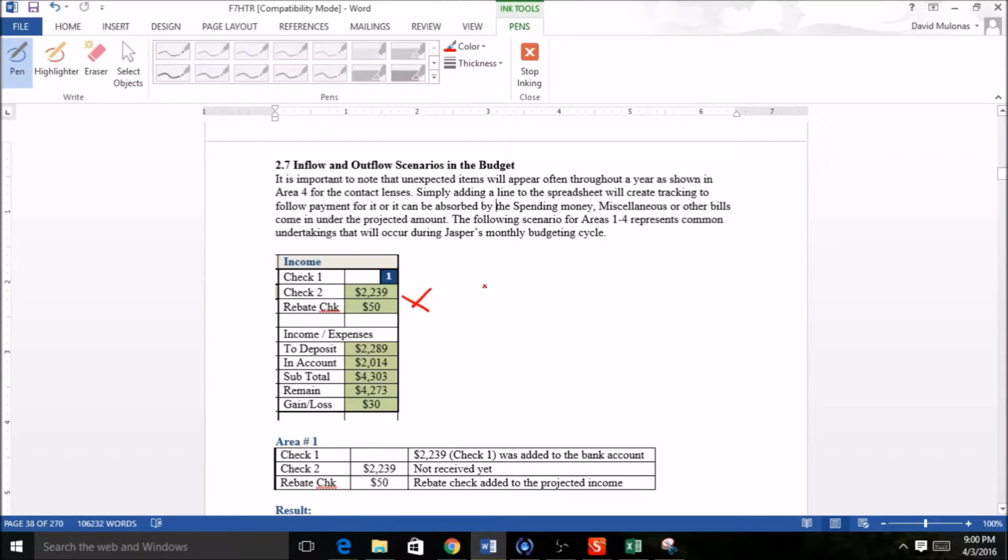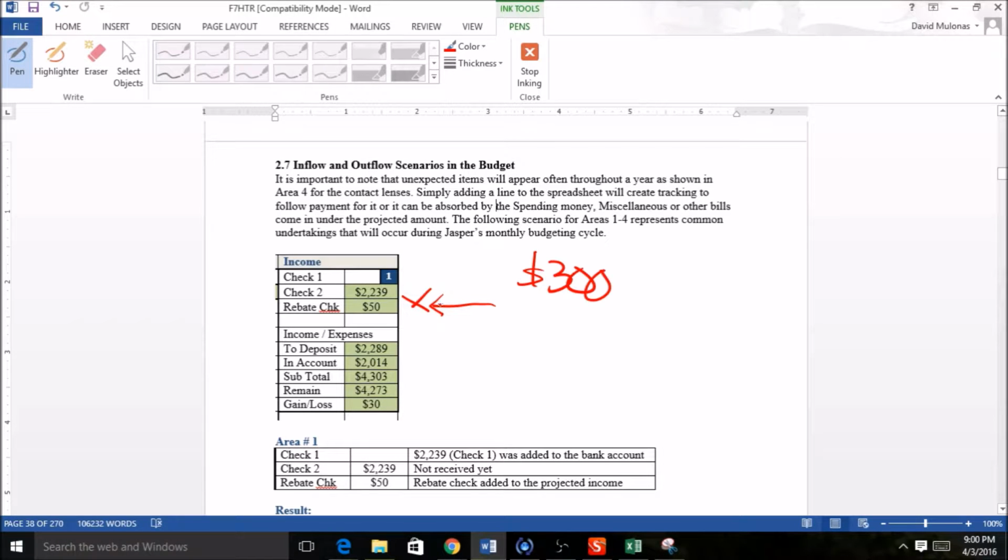Maybe Jasper bought something last month, had a $50 rebate check, didn't think anything of it, and let's say he paid $300 for it. Even though he could have said, listen, I'm getting $50 back, he didn't account for it. So now in the next month he says, you know what? I have $50 coming in, so I'm just going to throw it in this month, consider it as income.